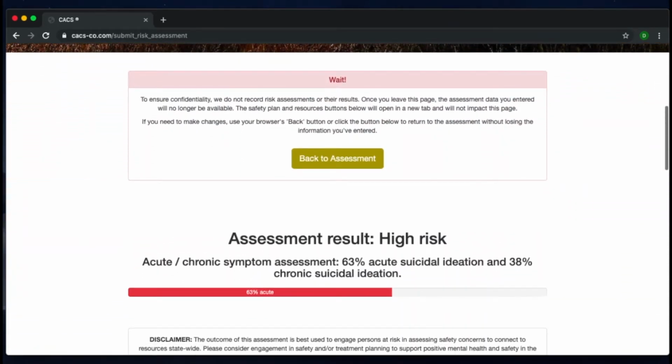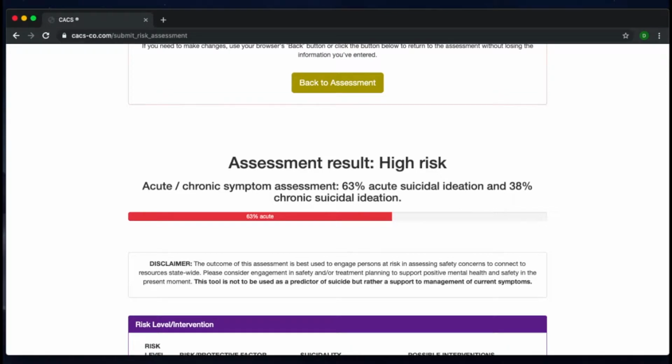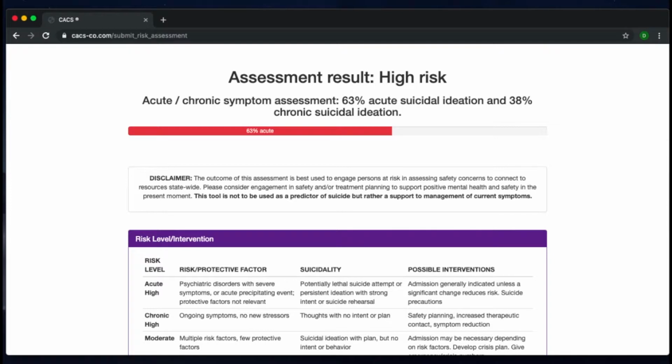So the results right now, based on the things that I clicked off into the app itself, we have a high risk result, and it broke down acute versus chronic. So acute would be the immediate risk factors that are happening in this moment versus things that are more long-term, diagnoses that have been around for a while for this person in their experience, things like that. So it's showing a high risk because of the factors that we endorse were mostly acute, 63%.